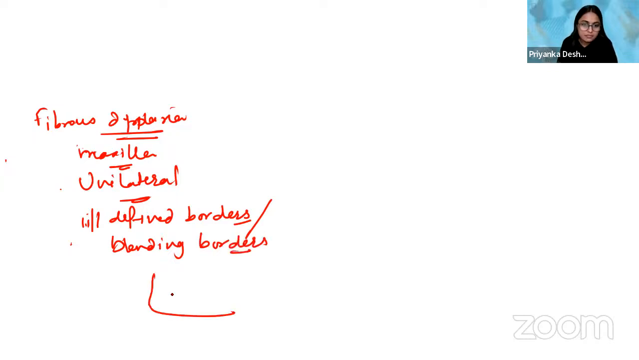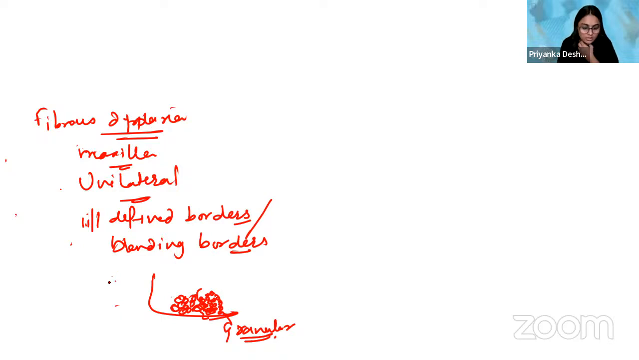That means if this is a normal bone trabeculae, the fibrous dysplasia will just look like a granular bone pattern, and it will have a blending border. So granular bone pattern is seen in fibrous dysplasia.